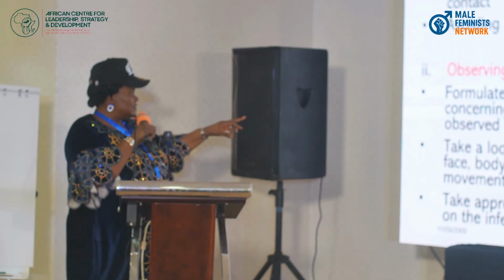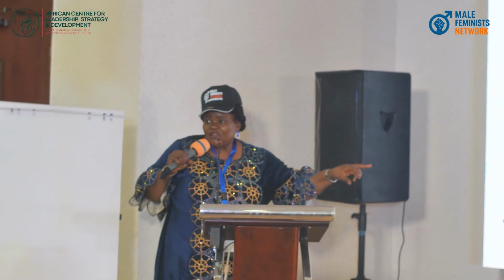Observing skills. You must observe your audience, formulating an inference concerning the person observed. That's very important. Sometimes somebody is looking tired and you say, I hope you're okay. Just be a little bit conversational so that people know that you're paying attention to them. Take a look at the person's face, body position, and body movement. Take appropriate action based on the inference made.